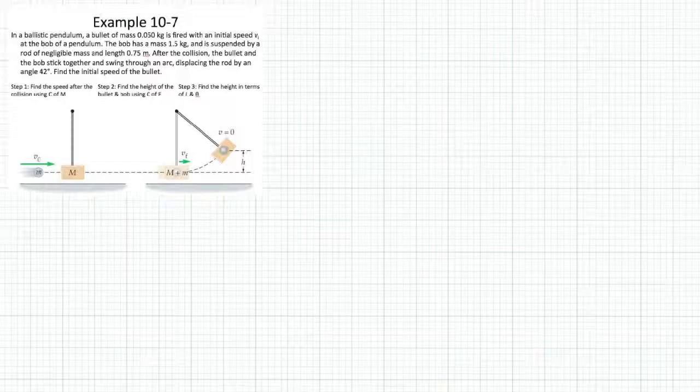Okay, and we're back. We're ready to finally finish up this last part of example 10.7, which involves trig, conservation of energy, and now we're going to use our most recently learned skills of conservation of momentum to find out what the initial speed of this bullet, which looks kind of like a ball, is going into this pendulum bob right here.